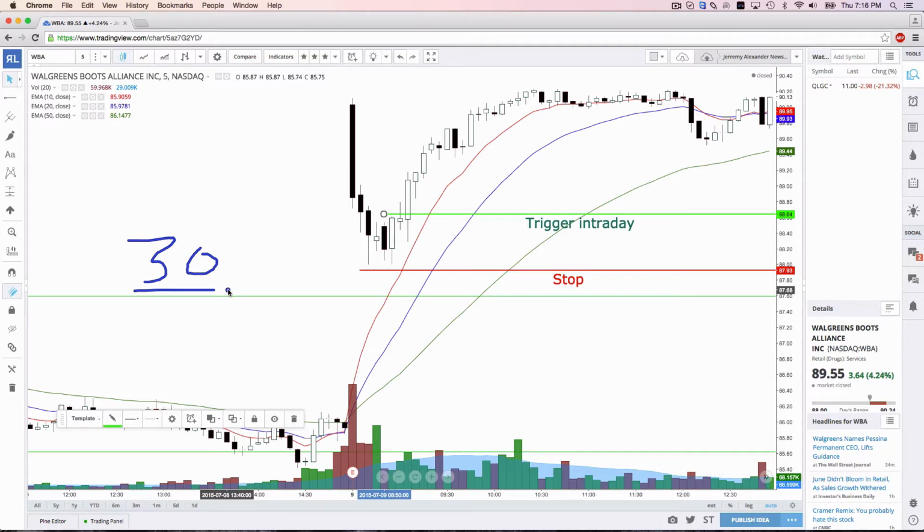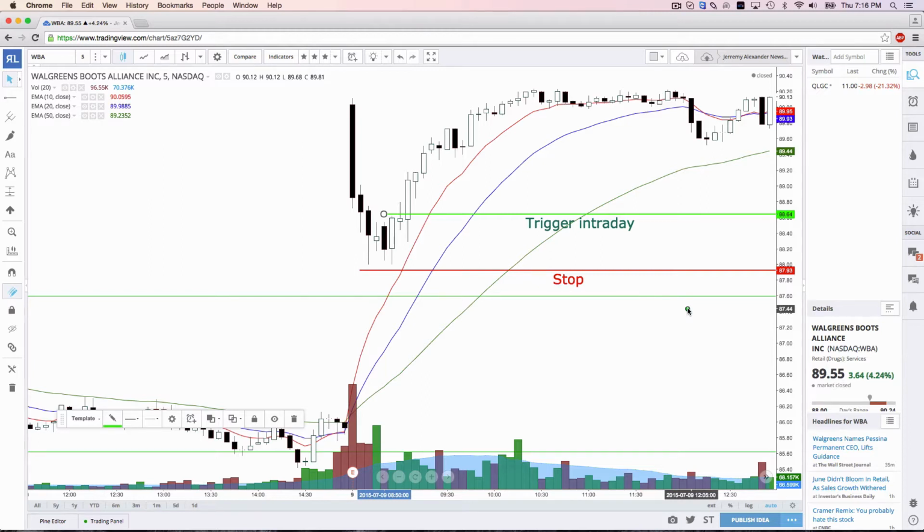If it's a really, really big gap, like on QLGC, it might take an hour and a half, 2 hours before it actually even hits the 10 EMA on the 5. So it can take some time. So keep that in mind. The bigger the gap, the longer it's going to take. So this gap wasn't very big today. As you can see over here, you can see the stats for it.